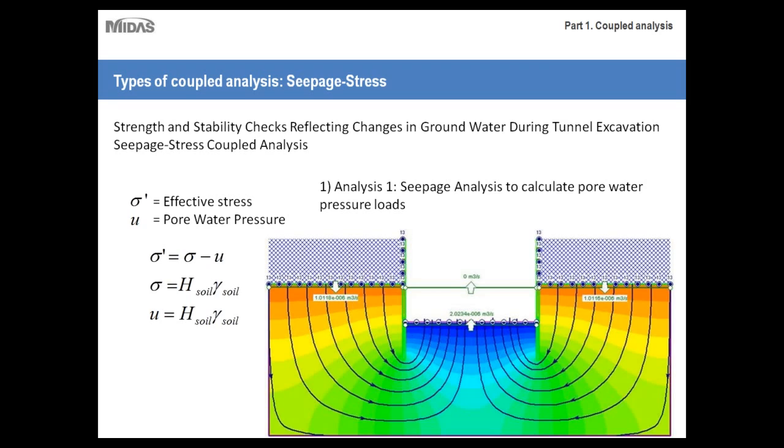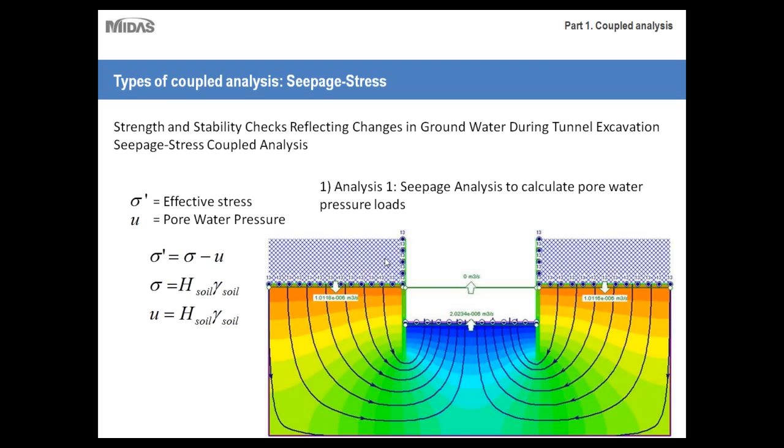of structure types. So I'm sure you're all familiar with this equation: the effective stress equals the normal stress minus the pore water pressure, and the pore water pressure is calculated just through this simple equation, the height of the soil multiplied by the gamma of the soil.